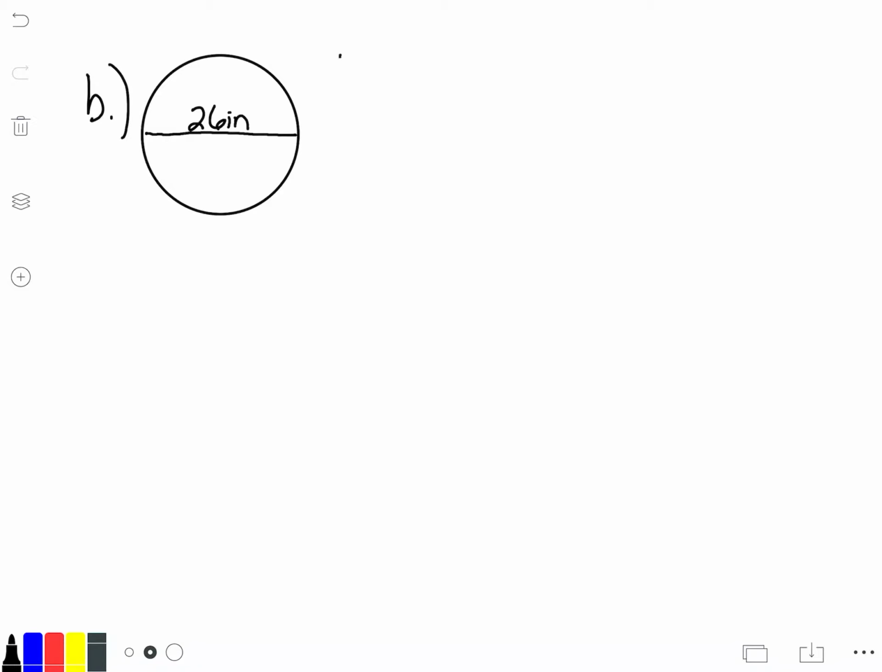Now again, when you're finding the area, you have to use the formula pi r squared. And right now, this is the diameter. So you can't plug your diameter into this formula. You have to know what the radius is. So if the diameter is 26 all the way across the circle, that means your radius has to be 13. Remember, you cut it in half. So we're going to use 13 for our r.